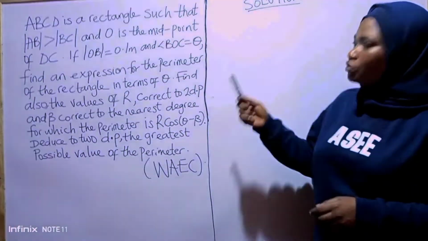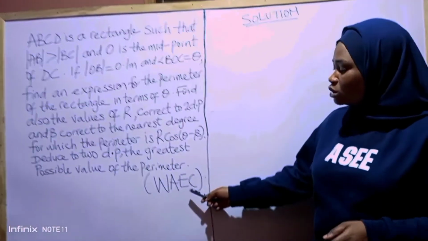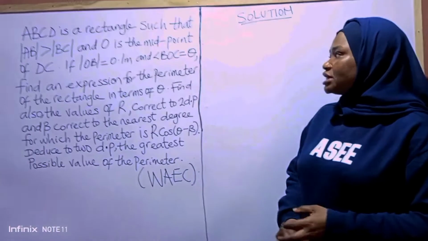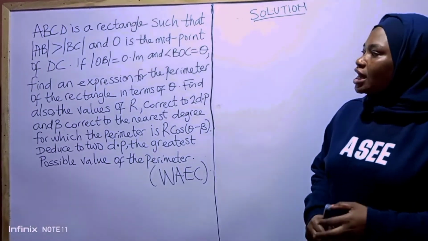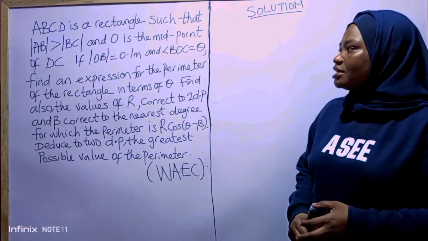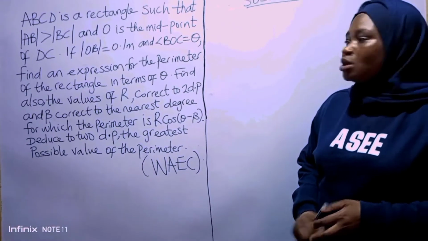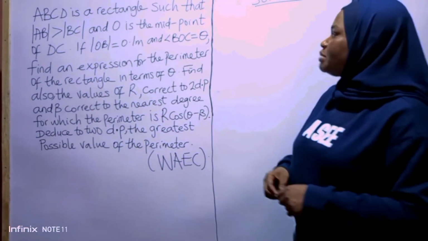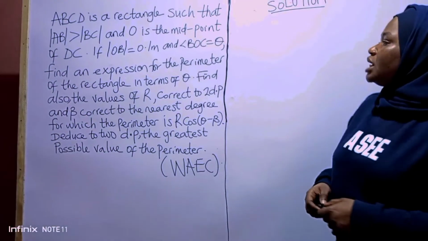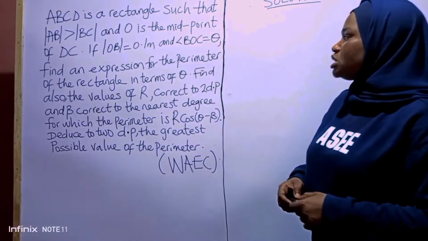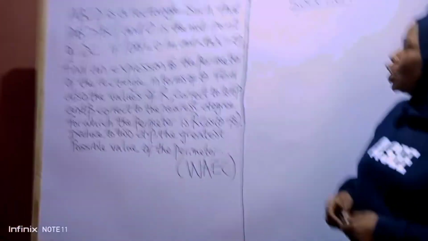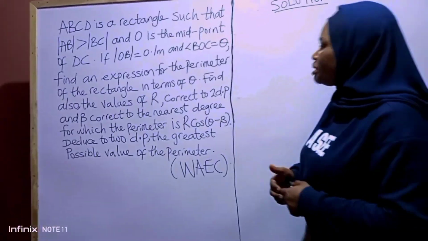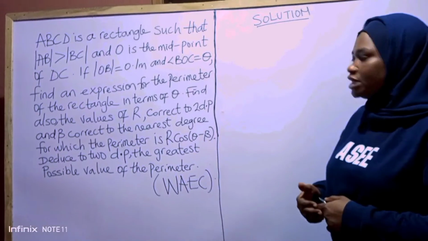Here is a beautiful trigonometric question, and it's also a WAEC question. ABCD is a rectangle such that side AB is greater than side BC, and O is the midpoint of DC. If OB is equal to 0.1 meter and angle BOC is equal to theta, find an expression for the perimeter of the rectangle in terms of theta.